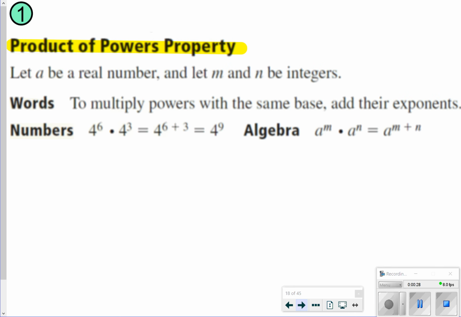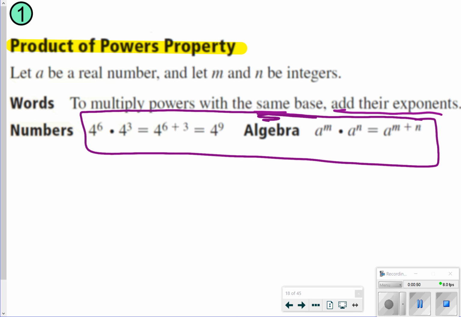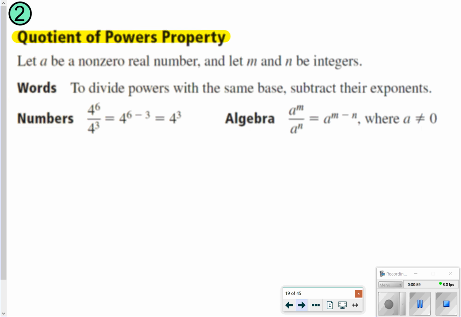The first thing we're going to talk about is a product of powers. So you need all your numbers to be real numbers, and then m and n in this example for algebra will be integers. To multiply powers with the same base, you can add their exponents. They do have to have the same base. If they're not the same, you can't add your exponents. I would also maybe copy down one or both of these examples here too. So let's go ahead and pause the video so you can write down number 1 and then click play to go on.